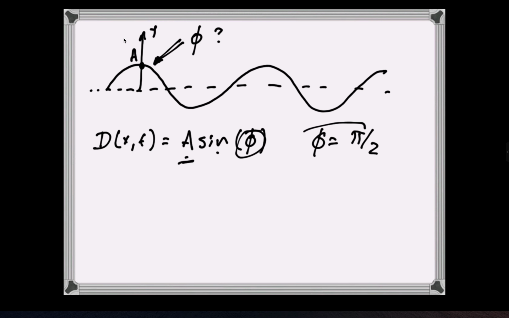So knowing the phase allows us to know at that point, wherever the phase has been indicated, what that point is doing at that particular moment. Is it all the way to the top? Is it all the way to the bottom? Is it in the middle? Is it somewhere else? So for example, if this point has a phase of pi over 2, what phase does this point have?